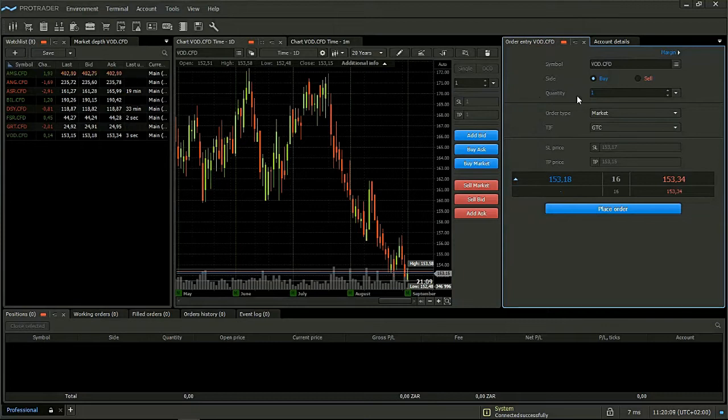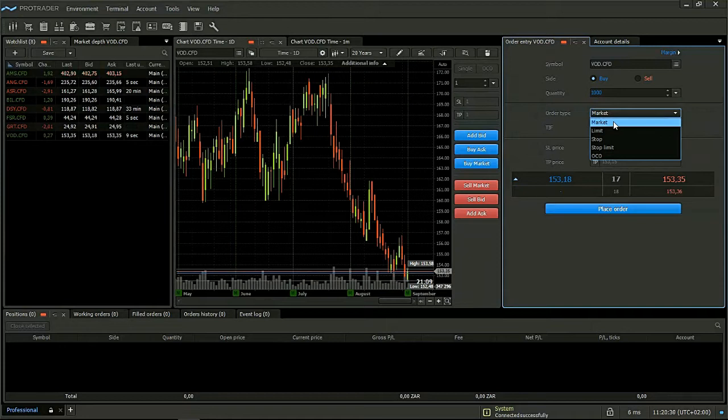Next is quantity. That is quite self-explanatory. That is just the amount of shares or CFDs you want to buy. If you want to buy 10 or 100 or 1,000, that is just where you select the amount of shares you want to buy. Next we see is order type.